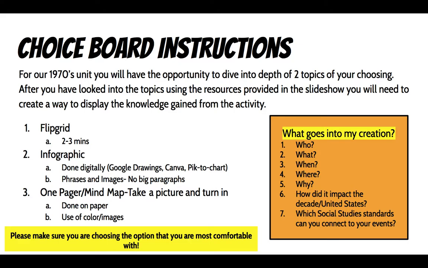And then the third one is a one-pager or a mind map. That one would be done on paper. Say you are tired of doing digital stuff, maybe you want to draw something and still get the information in there that you need to, but you want to do it on paper. You could do a one-pager. For example, if you chose Watergate and the Iranian hostage crisis, you could split your paper in half, and half of the paper is devoted to one topic, half of the paper is devoted to the other topic. But you would use color, have images. You can use bigger sentences, stuff like that. On the one-pager, it's still another creative outlet on paper for you to display the information that you are learning.